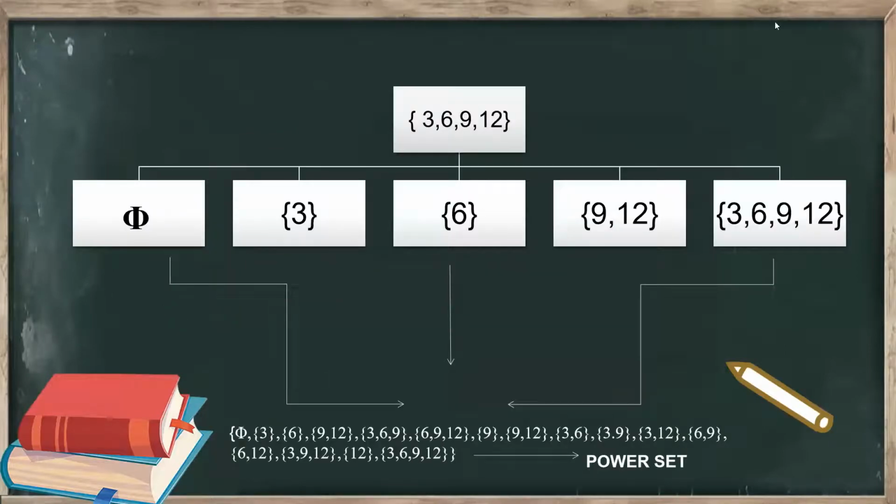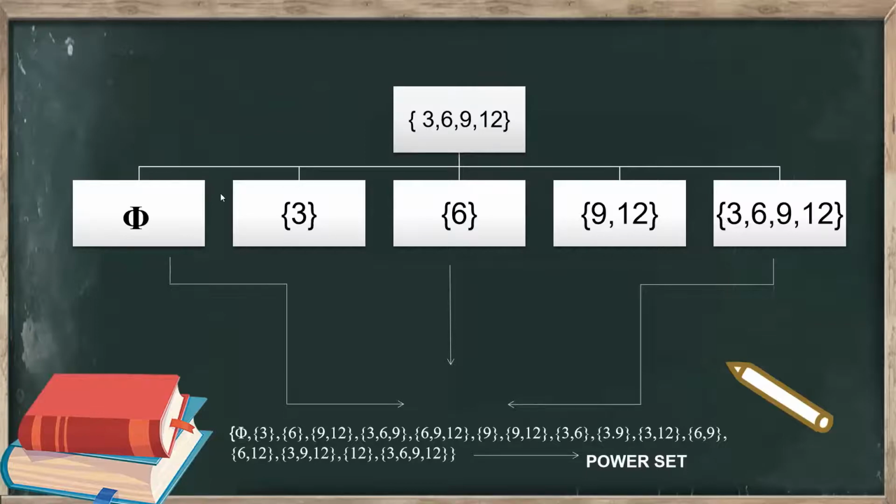Now, look at this set, 3, 6, 9, 12. And here I have written some more sets. You know what this means? This is the empty set. I have written another set, 3. This is a set with only one element. A set with only one element. A set with two elements. 3, 6, 9, 12.